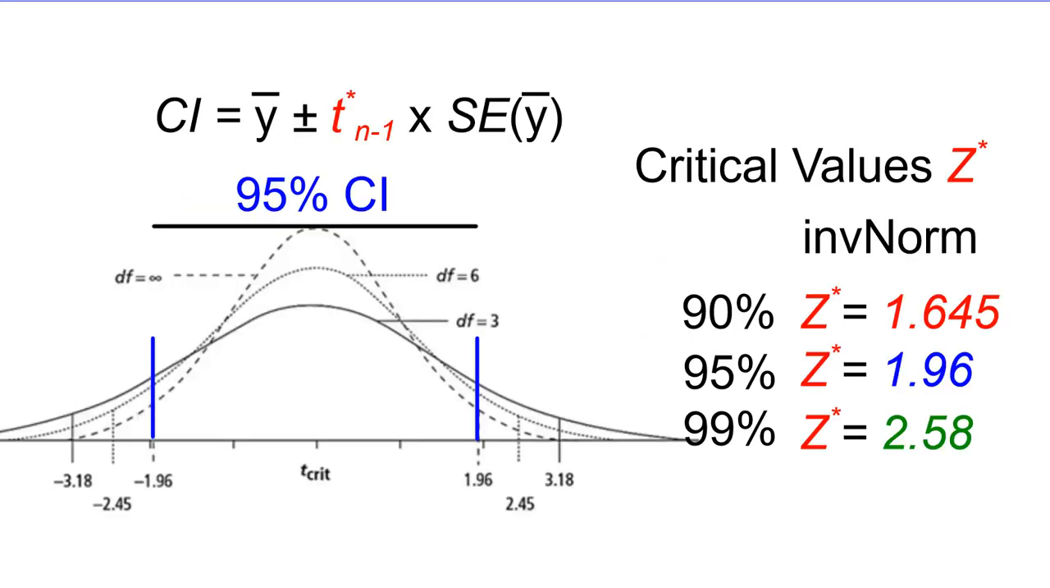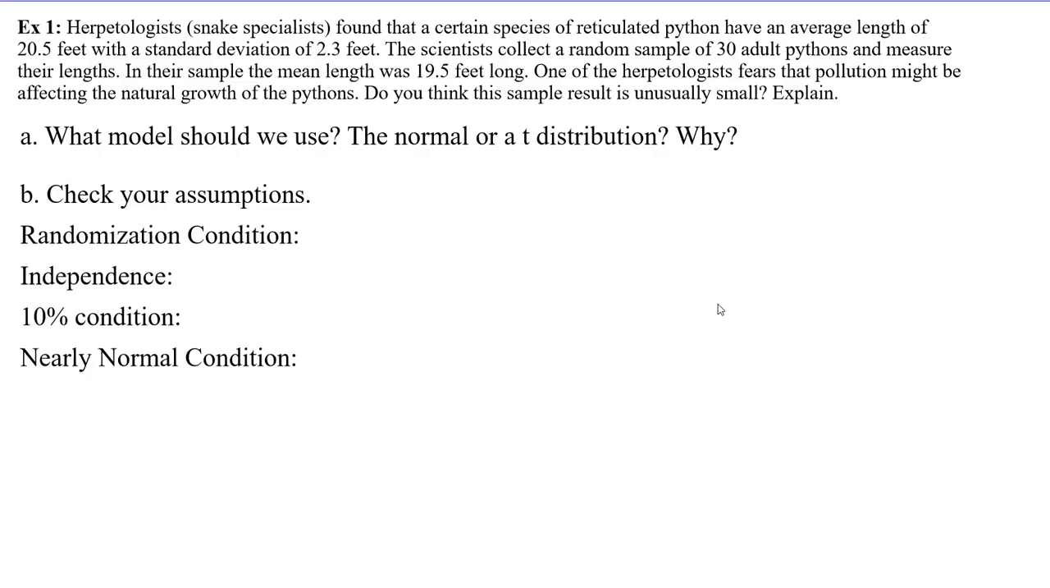All right, so if you guys look at your assignment, we'll go through the first example together. It's kind of a fun one. So a herpetologist, which is a snake specialist, found a certain species of reticulated python that have an average length of 20.5 feet with a standard deviation of 2.3 feet. So what did they just give us? There's a certain species of python, and the average length and the standard deviation for all the python was given. Those were not sample statistics, those were population parameters.